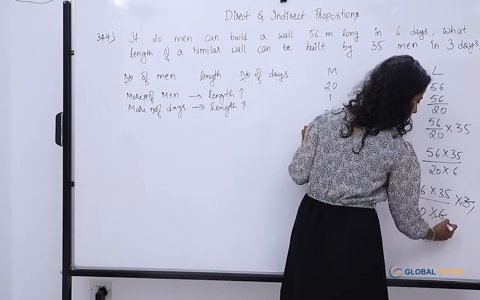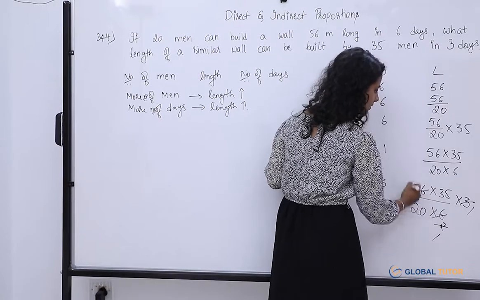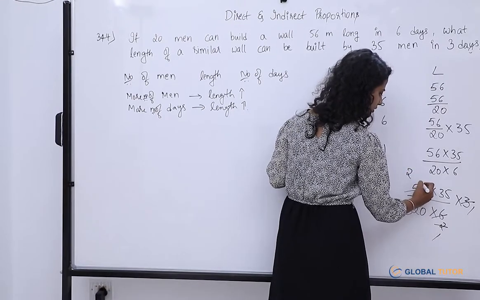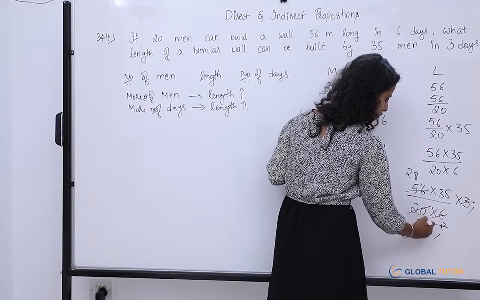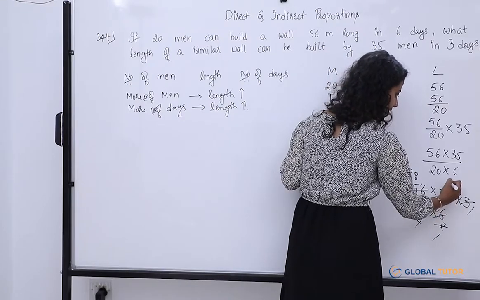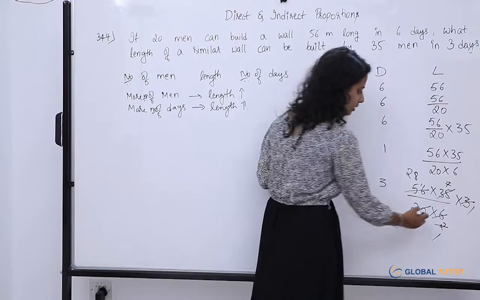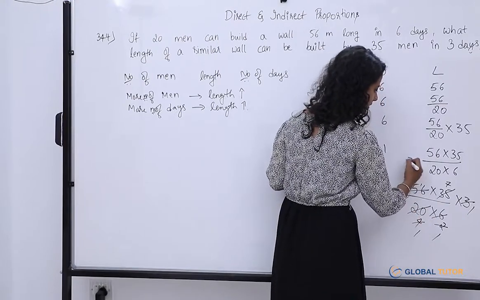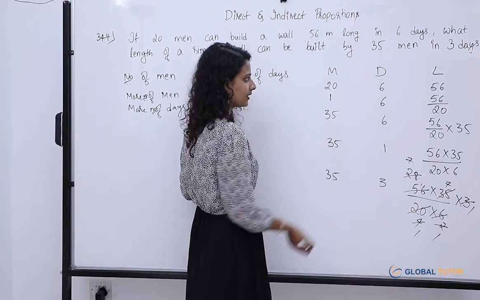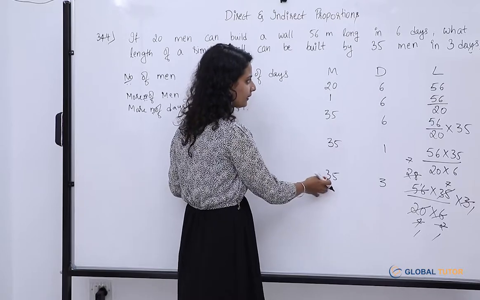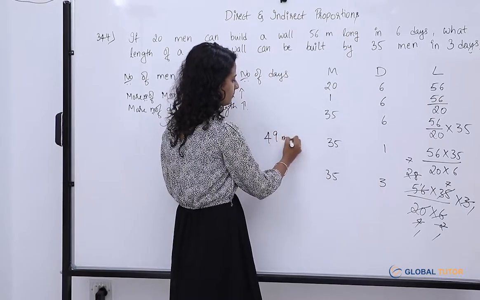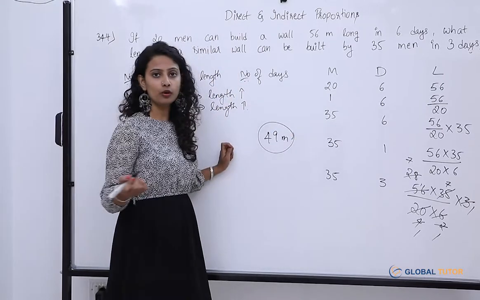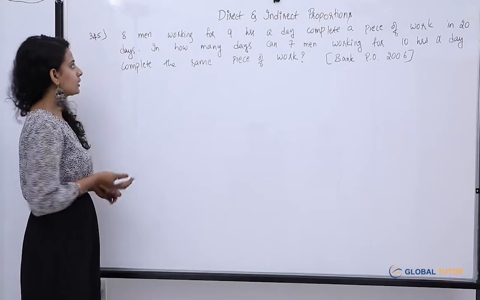3 ones, 3 twos, 2 ones, 2 twos, 4, and then 2 8 16. Then you have 5 fours 20, 5 7 35, 4 ones, 4 sevens. 7 into 7 is 49. So 35 men in 3 days can build 49 meter long wall. Let's see the next question.